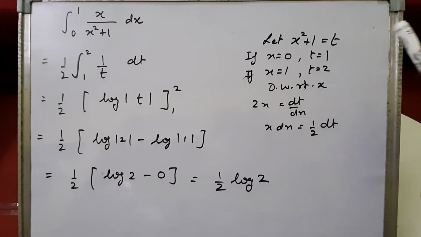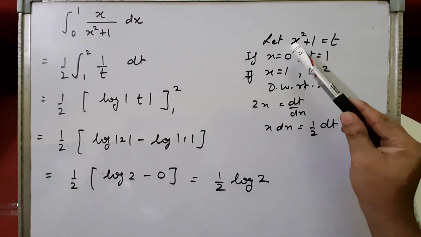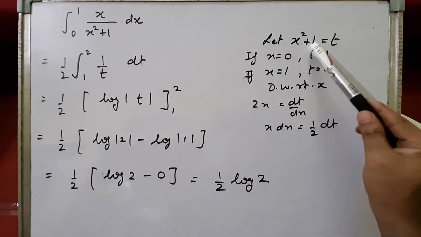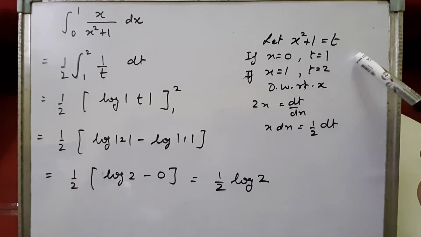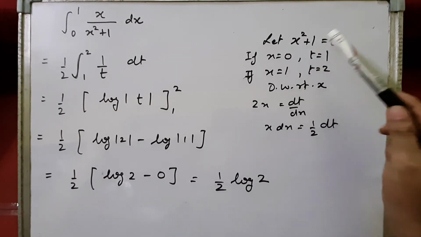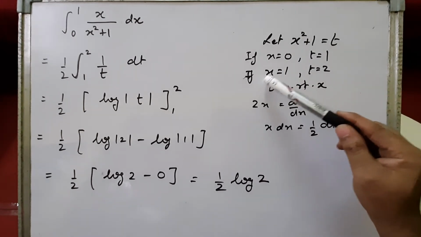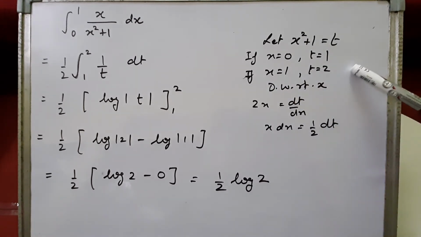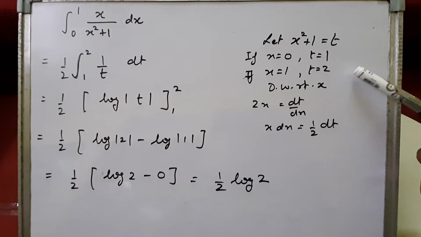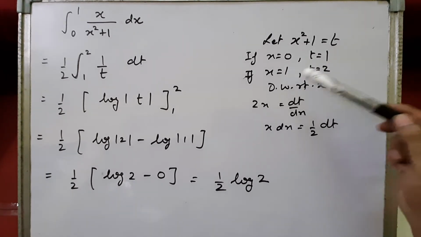So the lower limit of x is 0. So if we put x equals 0 in this expression, 0 plus 1, it will be 1. So the value of t will be 1. So that means we can say that if x equals 0, then t equals 1. Then put x equals 1 here. So 1 square will be 1. 1 plus 1, 2. So when x equals 1, the value of t will be 2. Okay. So when the expression is converted in the form of t, the lower limit of t will be 1 and the upper limit of t will be 2, as x has the limit 0 to 1.